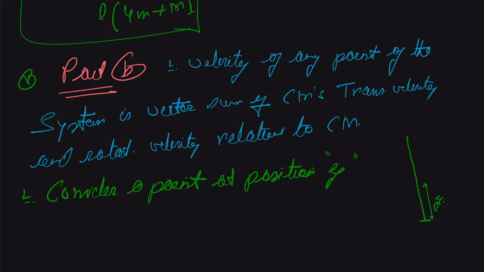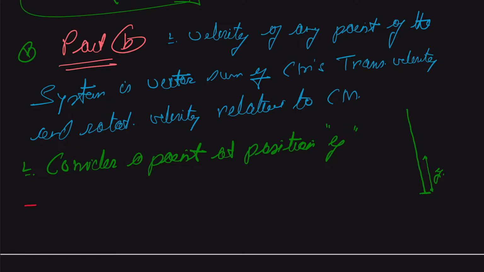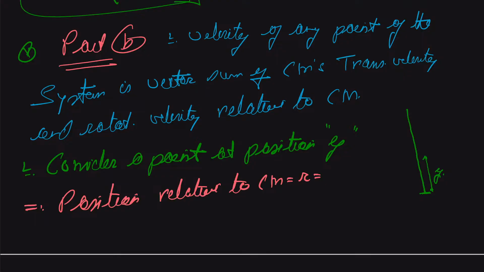And therefore we can say that the position relative to the center of mass, let us call this r, will be equal to y minus ycm. So this is a position with respect to our center of mass, and obviously in the direction of our y, that is our j unit vector.